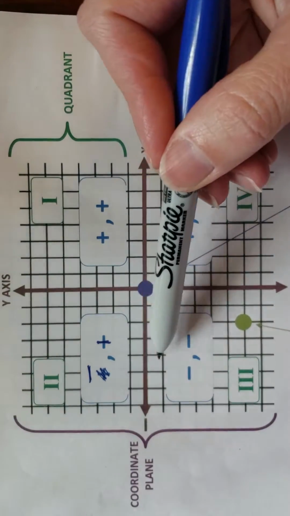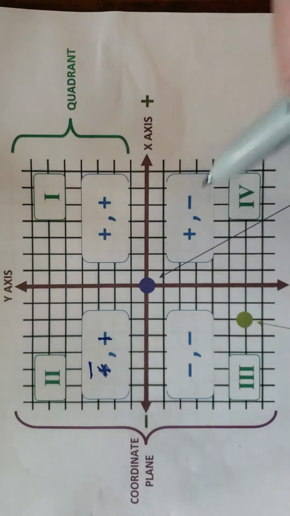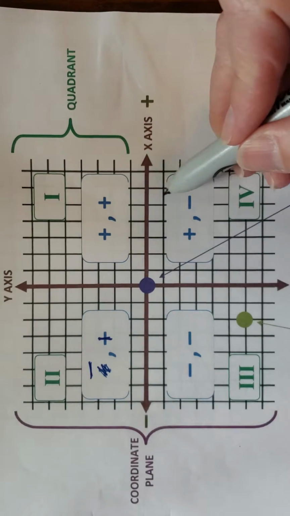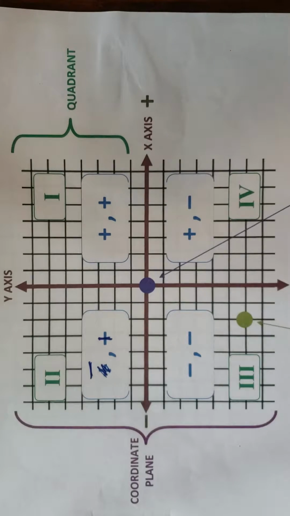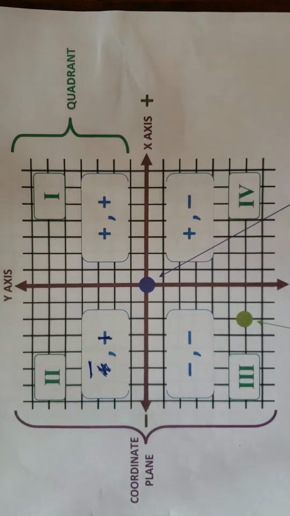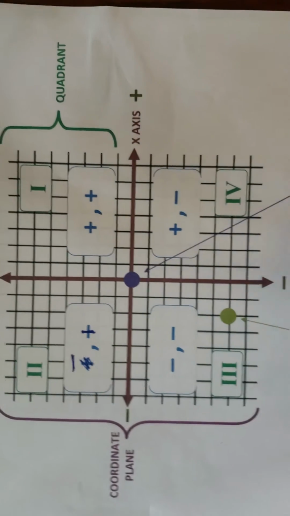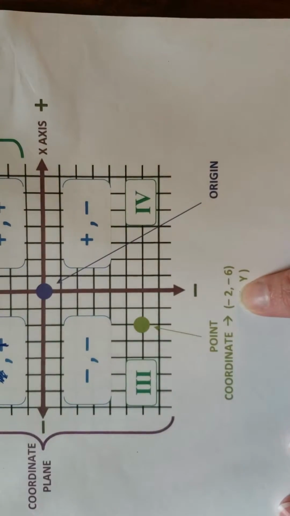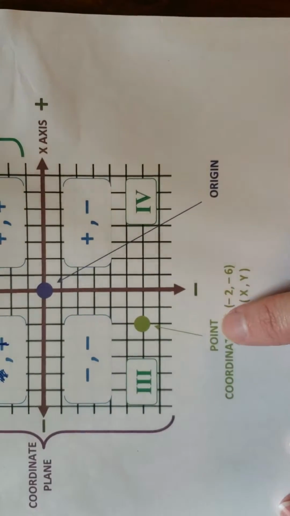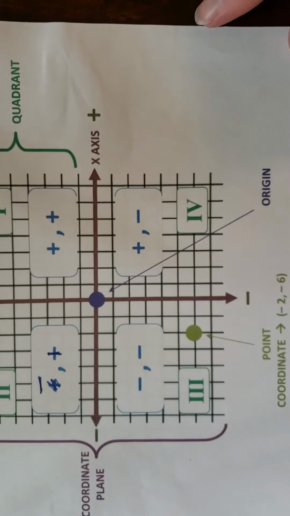Here we have negative and negative, and here we have positive and then negative for quadrant 4. So if you have a particular coordinate, you could say what quadrant that point would be in.